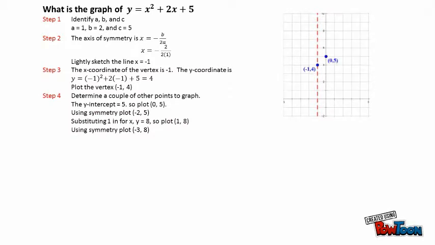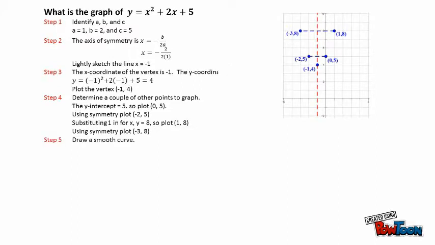Find some other easy points like the y-intercept of 5. Another point 1, plug it in and get 8. Use symmetry, get a couple other points, and draw a smooth curve. All there is to it.